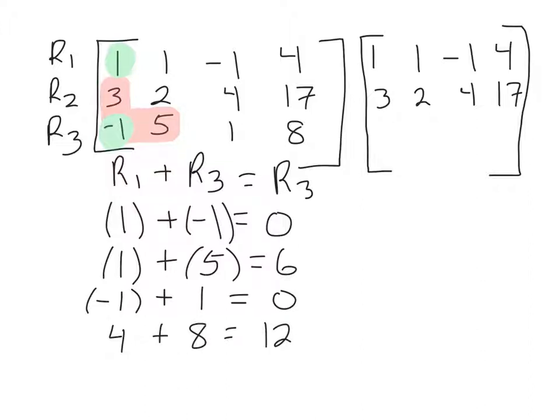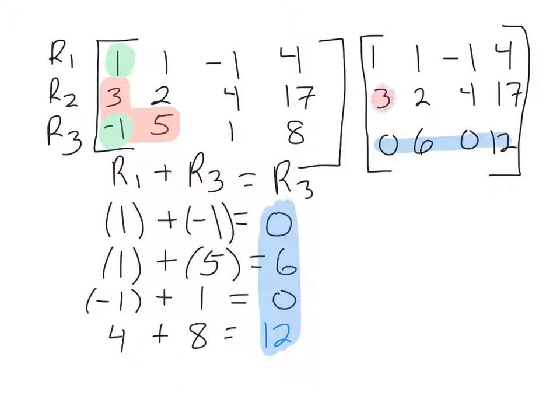So now what I'm going to do is take these values that I just solved for, these ones right here, and place them in this row, okay? So coming back to this, I have 0, 6, 0, and 12. So I accomplished my goal. I went ahead and eliminated one of those zeros, okay? But my objective is still out there.